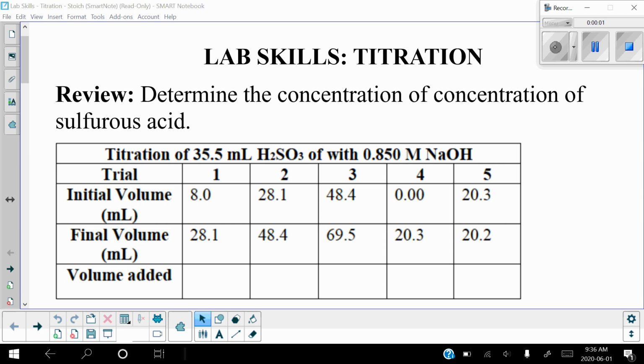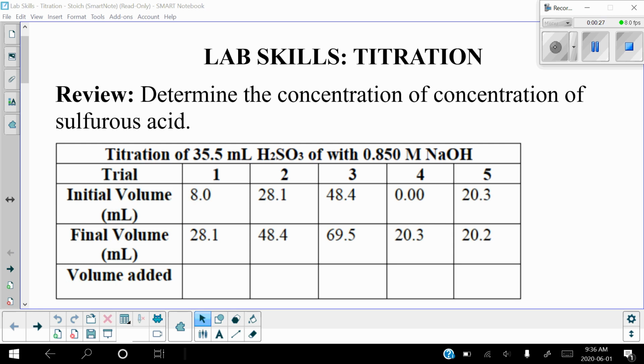Hello everybody. This is part 2 to lesson 7, titrations. Today we're going to be focusing more on the lab skills associated with titrations. Before we get started, we're going to go over lab data analysis one more time, and then we will go over procedure and lab skills that are associated with this.